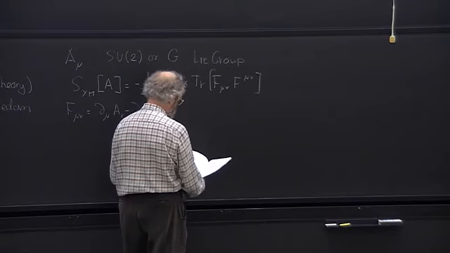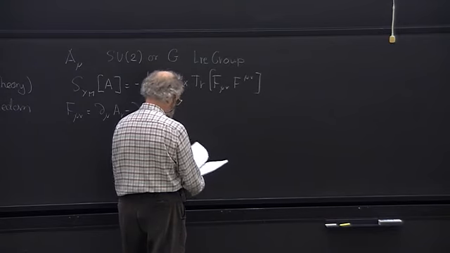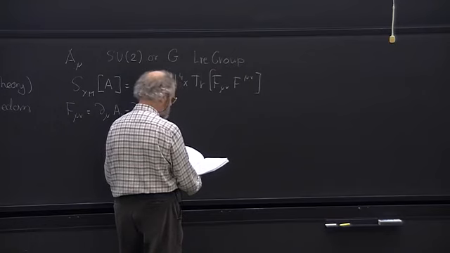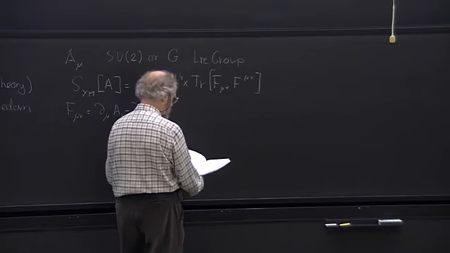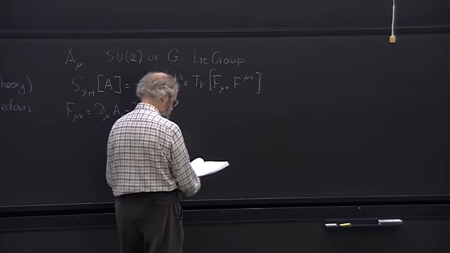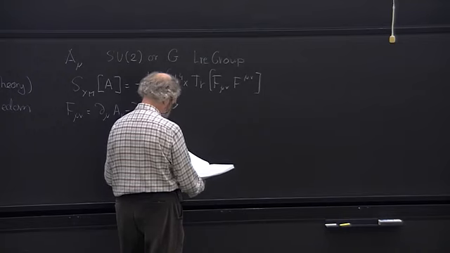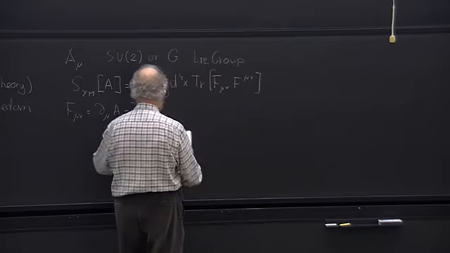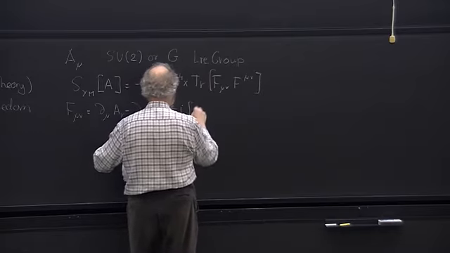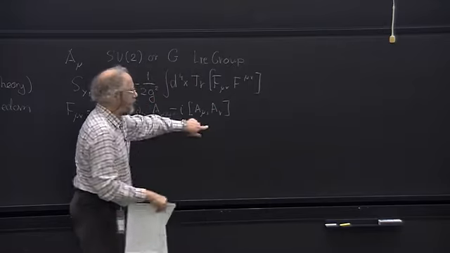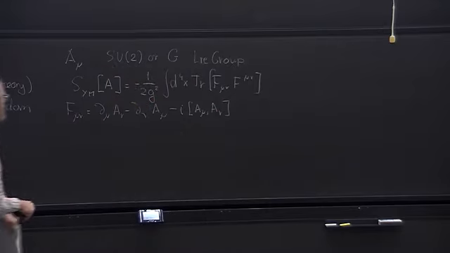Let me just check. I should know this by heart, but I'm sorry. This is minus i A mu A nu, and this is the important new term in non-abelian gauge theories.